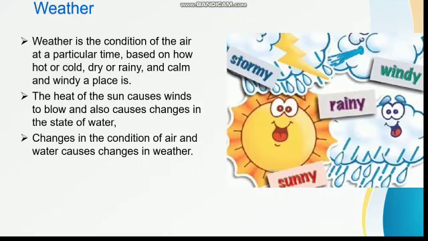So what is weather? Weather is the condition of the air at a particular time based on how hot or cold, dry or rainy, and calm or windy a place is. The heat of the sun causes winds to blow and also causes changes in the state of water. So, the changes in the condition of air and water together cause changes in weather.